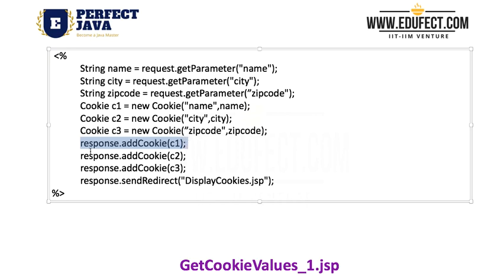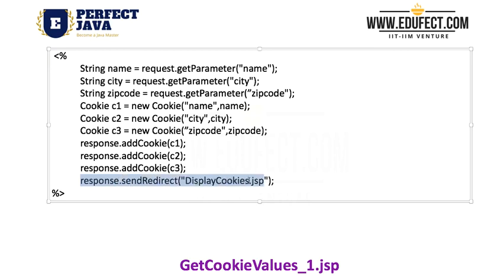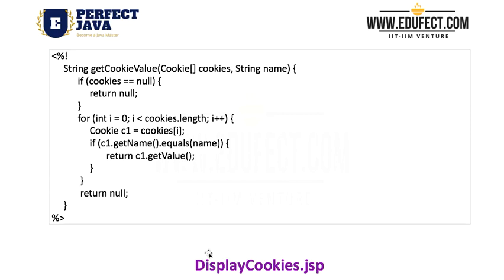We say response.addCookie C1. So these cookies we add with response.addCookie: response.addCookie C1, then response.addCookie C2, and response.addCookie C3. And once we have processed them and added the cookies, we are just doing a response.sendRedirect to display cookies.jsp. So this is the JSP page we are defining to display the cookies. Now that we have processed the form and set the cookies, we are just redirecting ourselves to this JSP page. Now what do we do in this JSP page?